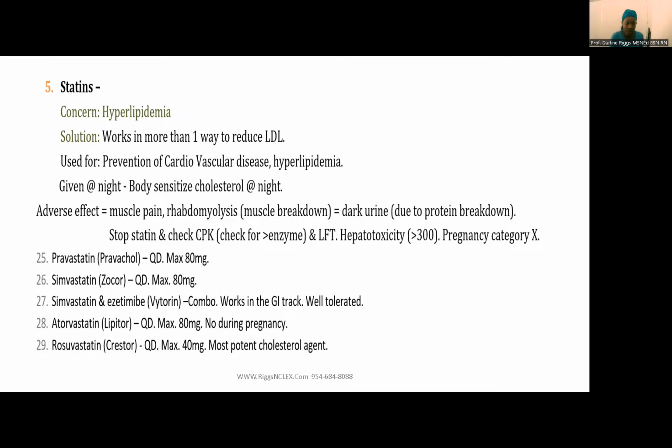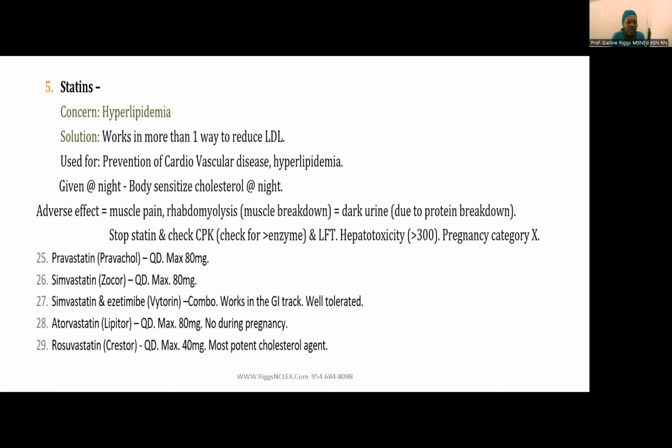The great news is that most of them end in statin, pravastatin, simvastatin. We love that, right? Makes life a little bit easier, okay? So Lipitor, we definitely avoid in pregnancy, okay? Simvastatin works more in the GI tract, okay? Rosuvastatin is very potent. You don't see questions on those, that's just FYI.